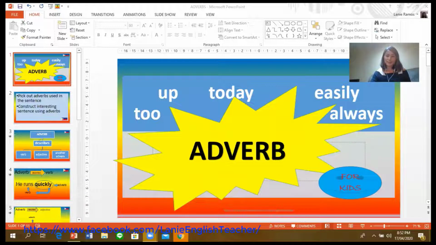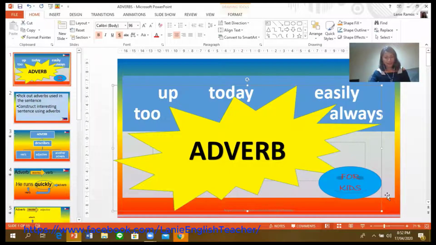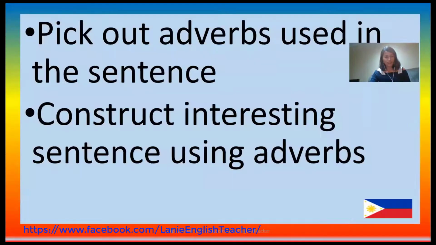Okay, let me share to you now my slides. This is it. Okay, now our lesson is about adverb. And at the end of this lesson, yes, you will be able to pick out adverbs used in the sentence and also construct interesting sentences using adverbs, right?